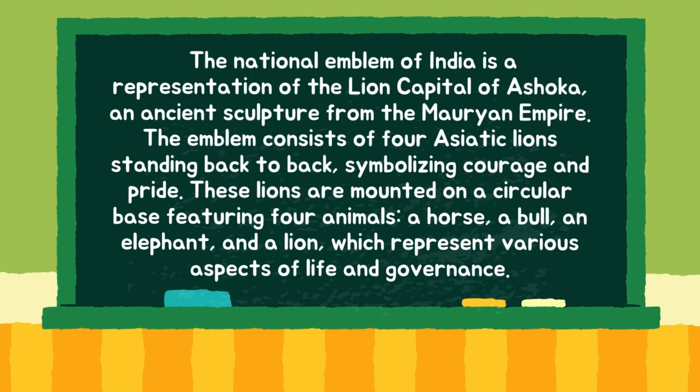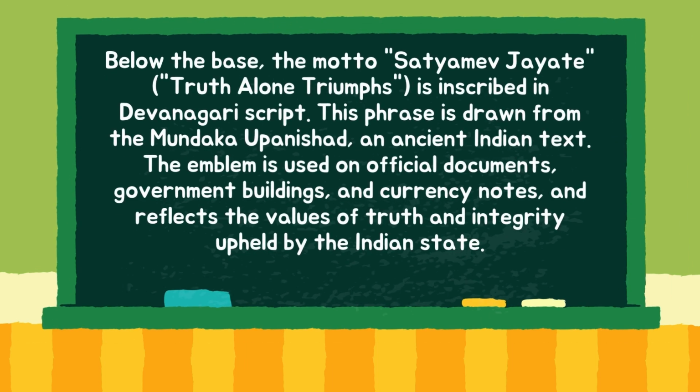The emblem consists of 4 lions standing back to back, symbolizing power, courage, confidence, and pride. Only 3 lions are visible in the emblem at any given time, while the 4th lion is hidden from view. The base of the emblem features a lotus, which is the national flower of India, and there is also an inscription of the motto Satyamev Jayate, truth alone triumphs, in Devanagari script. This motto is derived from the ancient Indian scripture, the Mundaka Upanishad. The emblem is often used on official documents, currency, and government buildings.